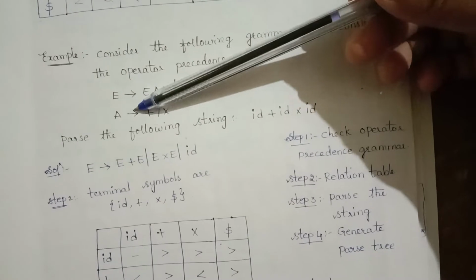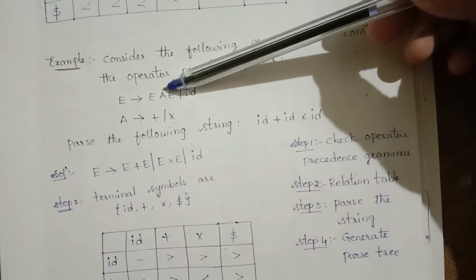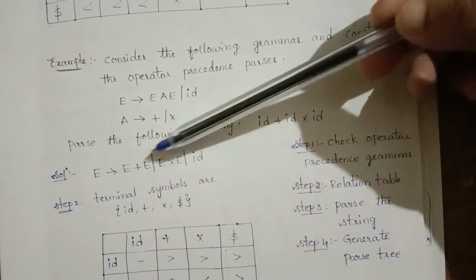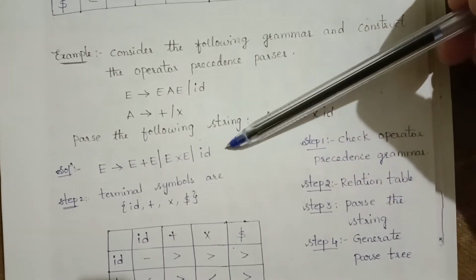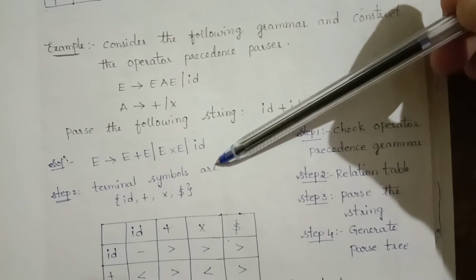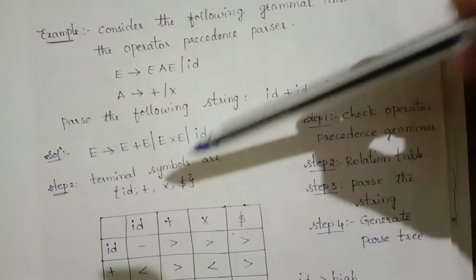So the solution: E tends to, in place of A we are substituting plus and star. E tends to E plus E or E star E or ID. So the terminal symbols here are ID, plus, star and dollar.